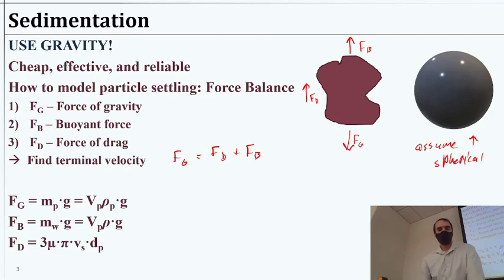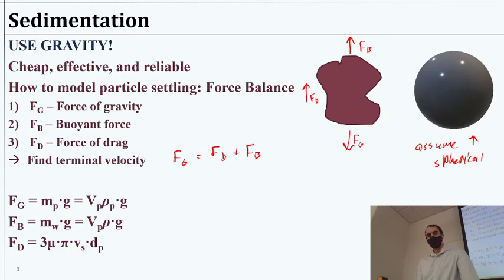For the buoyant force, kind of the same principle applies. If we do have that volume for the particle, the buoyant force is going to be the mass of the water displaced times that acceleration due to gravity. And if we get that volume of the particle, we then need the density of the water. So we have rho here versus the rho for the particle. That's going to give us what we need for the buoyant force.